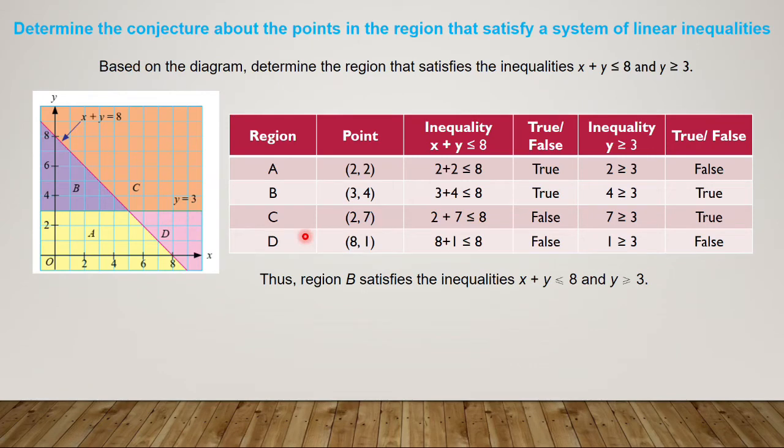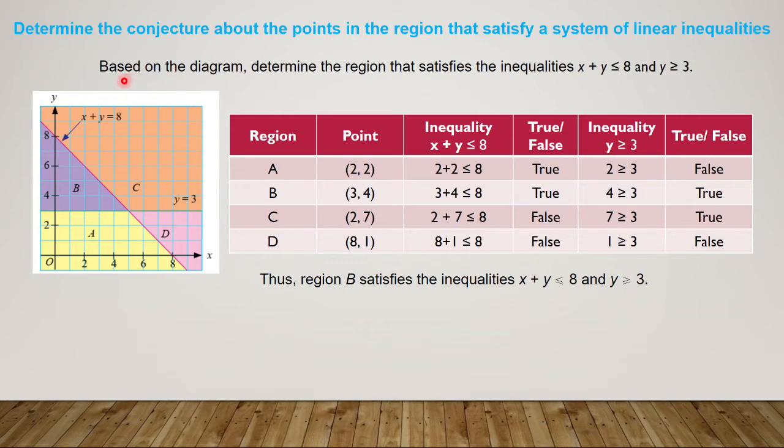So here we are going to determine the conjecture about the points in the region that satisfy a system of linear inequalities. In the previous lesson, I already mentioned the meaning of conjecture, right? It's like a guess or assumption. So meaning that we are going to guess where the points are going to be situated, in which region.